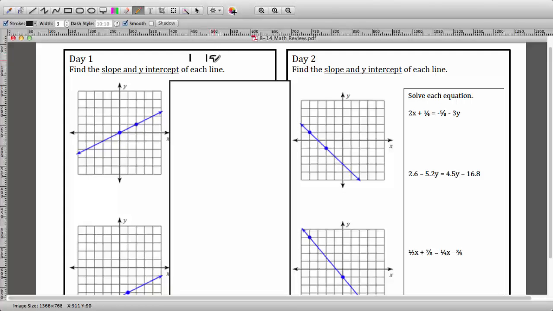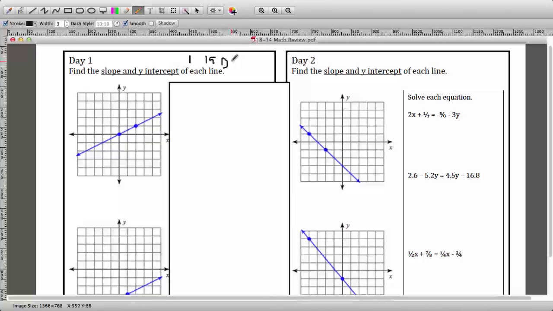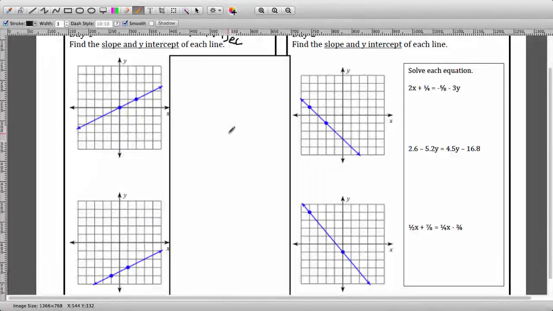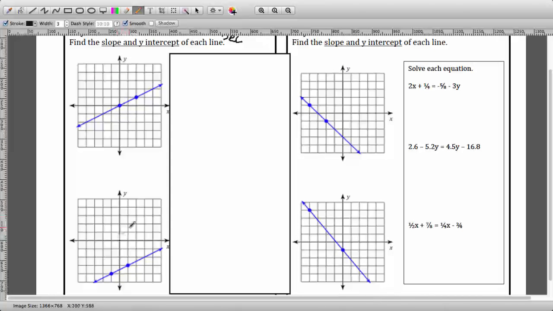For the week of 19 December, we'll be looking at day 1 and day 2. Problem number 1 we did in class today, so I'm going to move down and look at problem number 2. We're trying to find the equation of a line for this particular line right here. We're looking for the slope and y-intercept.